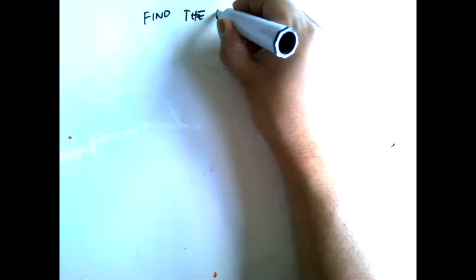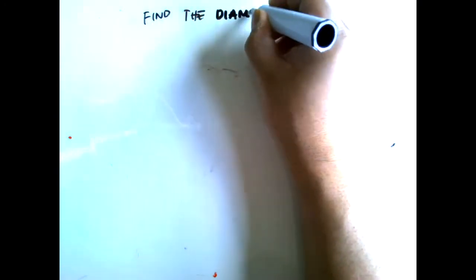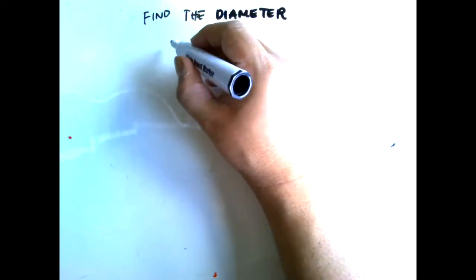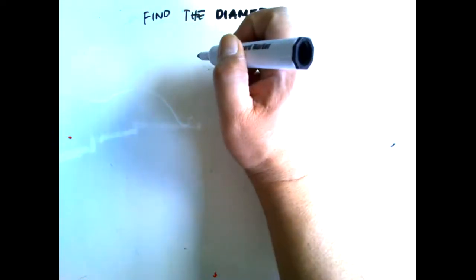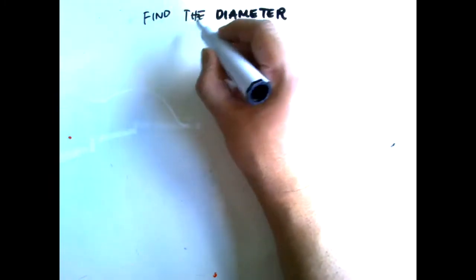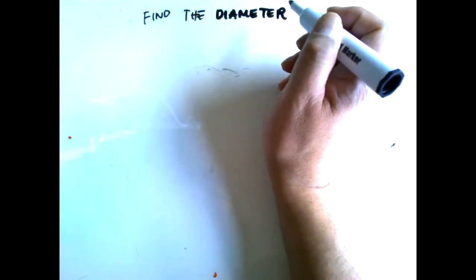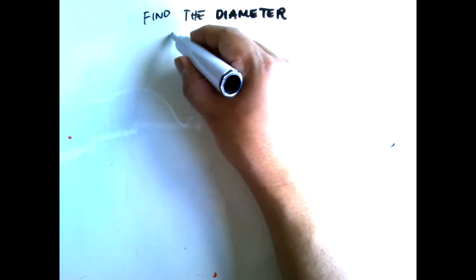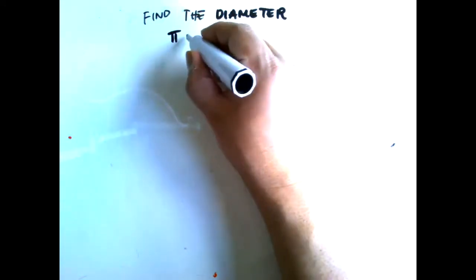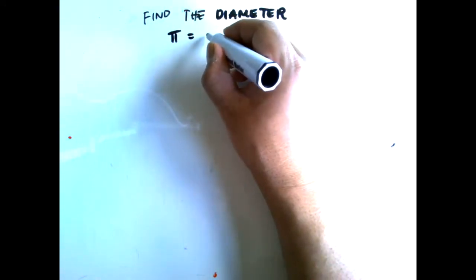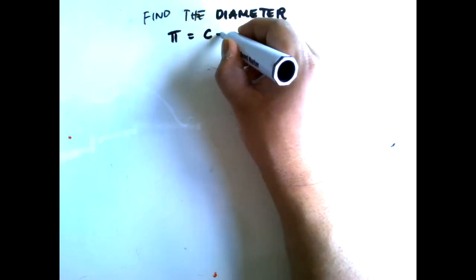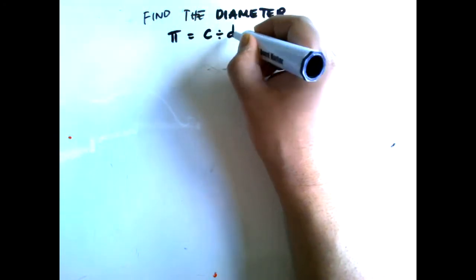Today we're going to find the diameter of the circle if given the circumference. So it's quite straightforward. Remember, just a recap. What is pi? Pi is circumference divided by diameter.